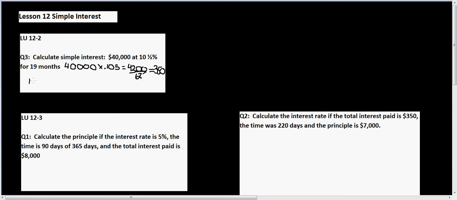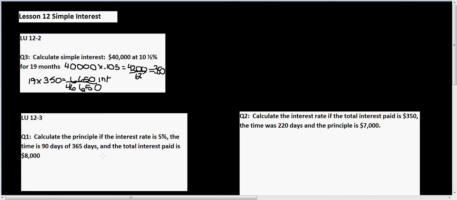So the total interest I'm paying on this $40,000 is 19 months worth at $350, or a total interest payment of $6,650. That's the interest. My total repayment is going to be for the principal and the interest, or $46,650. And there we have it.